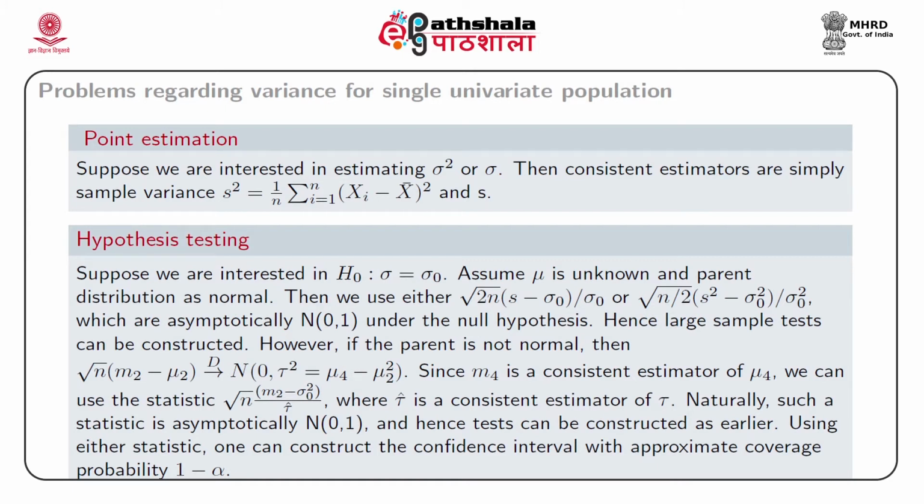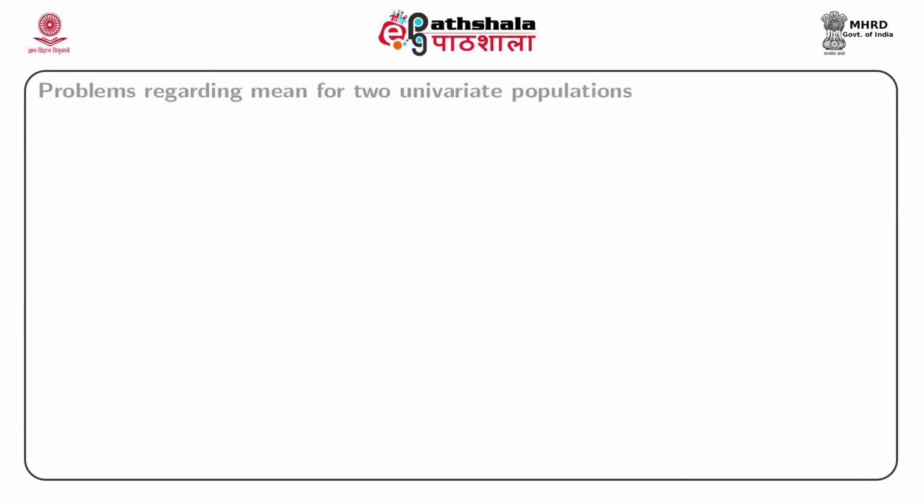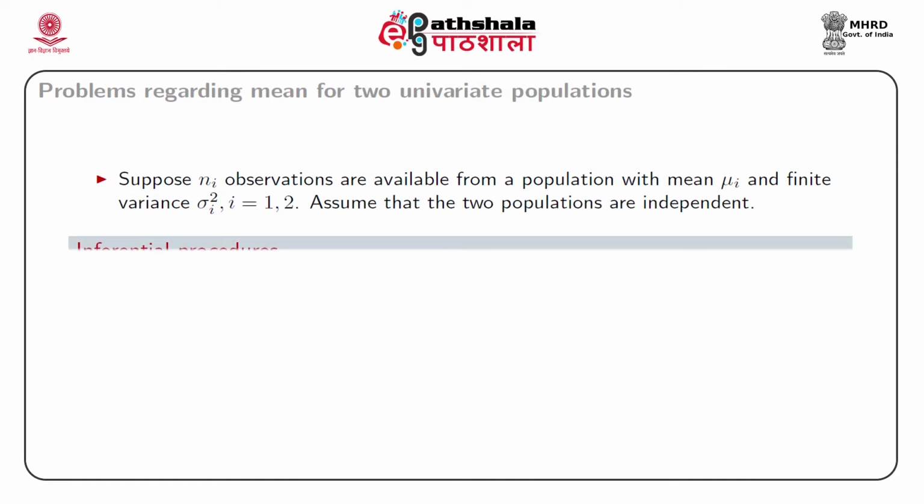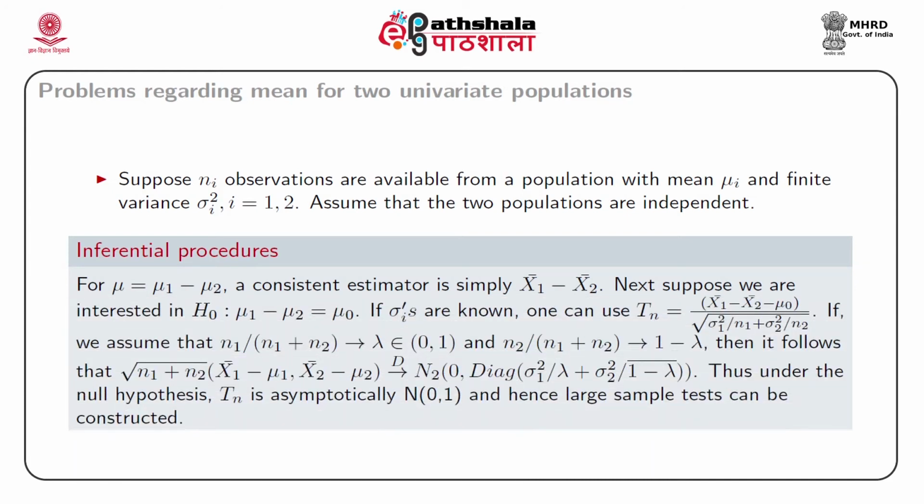Using either statistic, one can construct the confidence interval with approximate coverage probability 1 minus alpha. Next, consider two independent univariate populations, and our interest is to provide some testing procedure for means. Suppose n i observations are available from a population with mean mu i and finite variance sigma square i. Assume that the two populations are independent. So, for the difference of means, that is mu1 minus mu2, a consistent estimator is simply x1 bar minus x2 bar, that is the difference of the sample means.